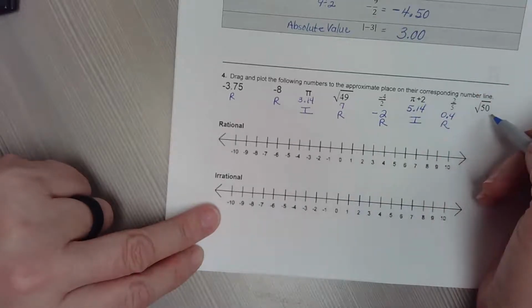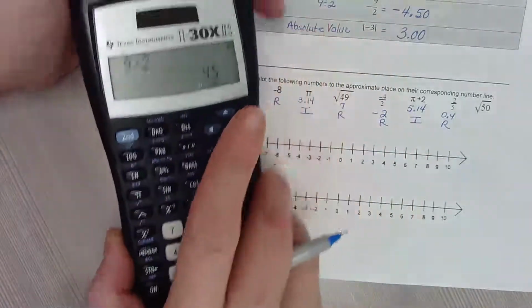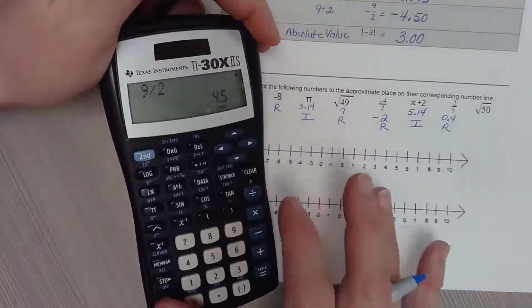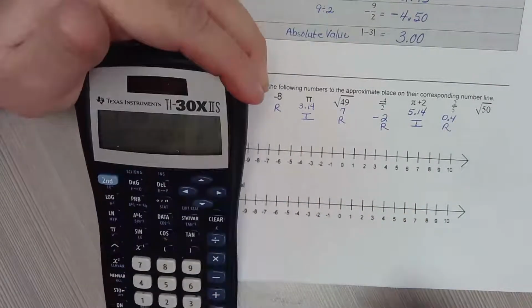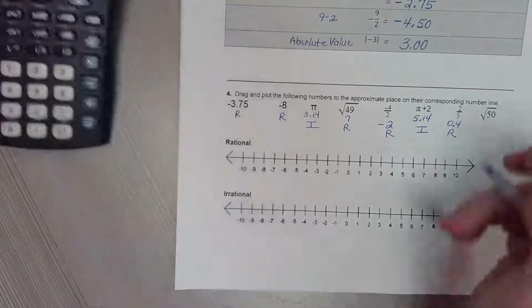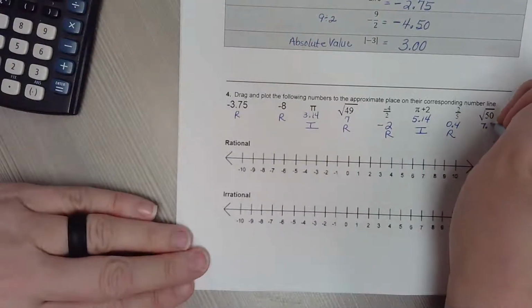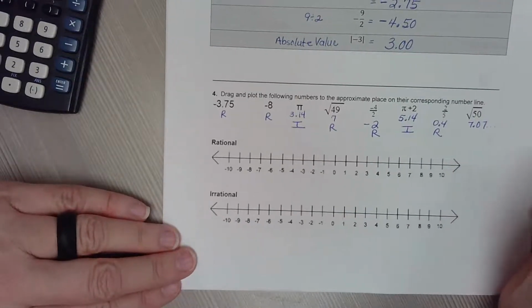And then the square root of 50 is not a perfect square. So I'm definitely going to want to use my calculator for that. The square root of 50 is 7.07, okay? And it goes on from there, but because it is not a perfect square, it is irrational.